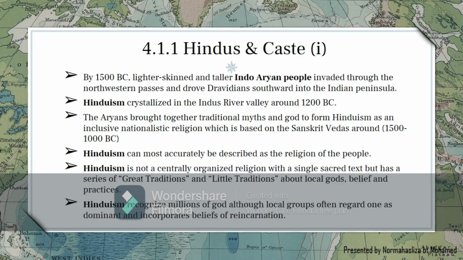Hinduism can most accurately be described as the religion of the peoples. This makes it an ethnic religion that people are born into. Today, nearly all of the world's 800 million Hindus live in India. Hinduism is not a centrally organized religion with a single sacred text, but has a series of great traditions as set out by religious experts and little traditions about local gods' belief and practice. Hinduism recognizes millions of gods, although local groups often regard one as dominant, and incorporates belief in reincarnation.